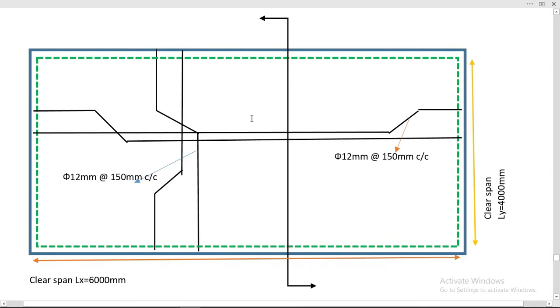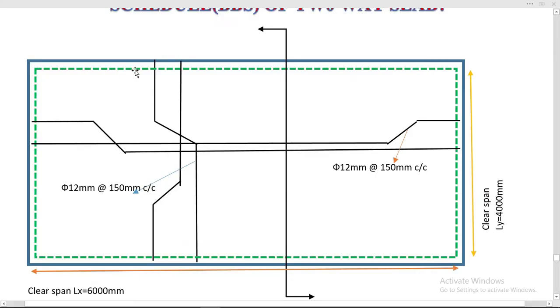Here I want to show you these alternative bent bars are provided on the shorter side, and on the longer side these same alternative bars are provided. Both sides have bars of 12 millimeter dia. Spacing between the bars is 150 millimeter center to center, and the same for the distribution bars, having the same dia of 12 millimeter and 150 millimeter spacing from center to center. So on both sides the bar dia is the same.